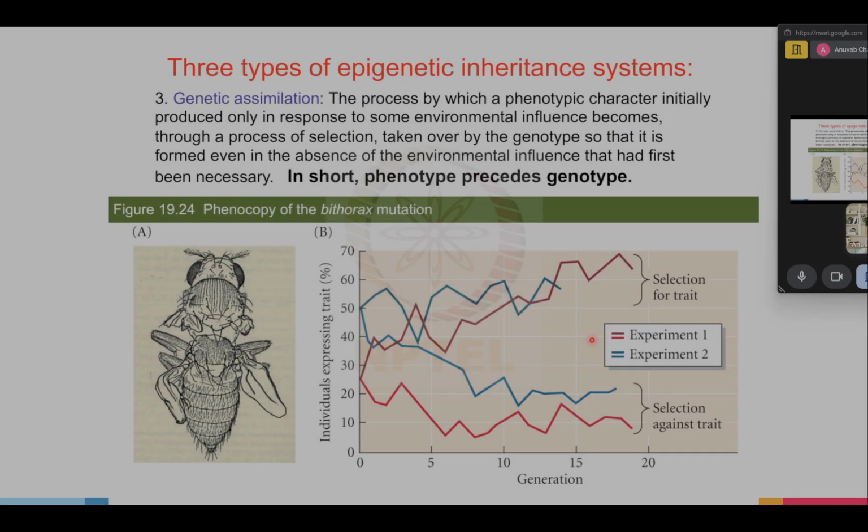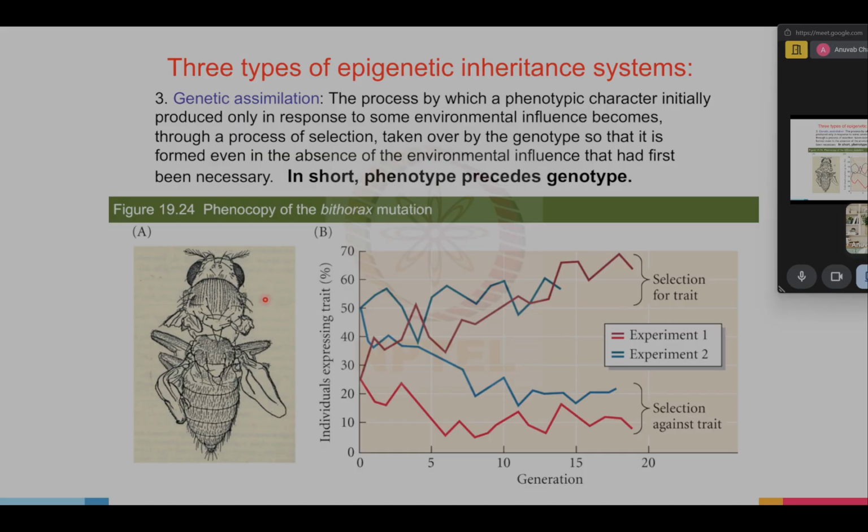So let us look at it. We have seen genetic assimilation. It is the process by which a particular change in phenotype is induced by the environment, and the organism which has that change is now selected as the fittest, and that organism passes on the trait to the next generation, and now the next generation slowly has changes in its genotype which cause that particular trait to be the dominant one compared to everything else.